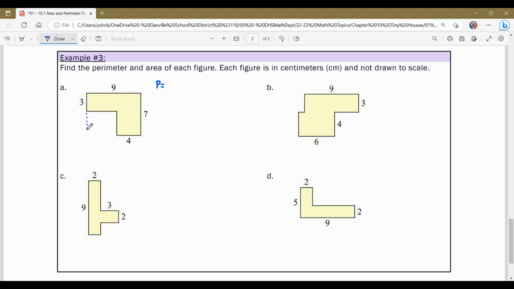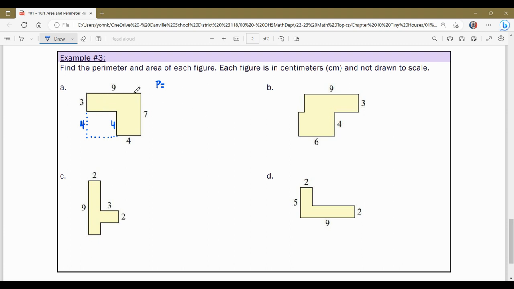Well, if I pretend that this is a big old rectangle, then this right side of 7 has to be equal to this left side of 3 plus, well, it's got to be 4, which means this side is 4.